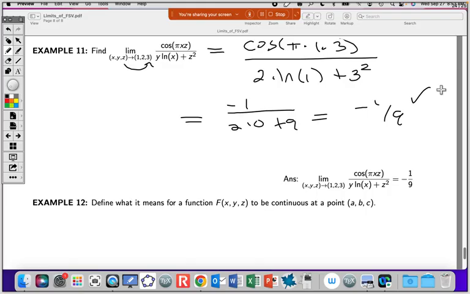Similarly, all of the algebraic machinations you can do to try to resolve a 0 over 0 are going to be in play. The squeeze theorem would also be in play. Okay, so all that stuff comes over.